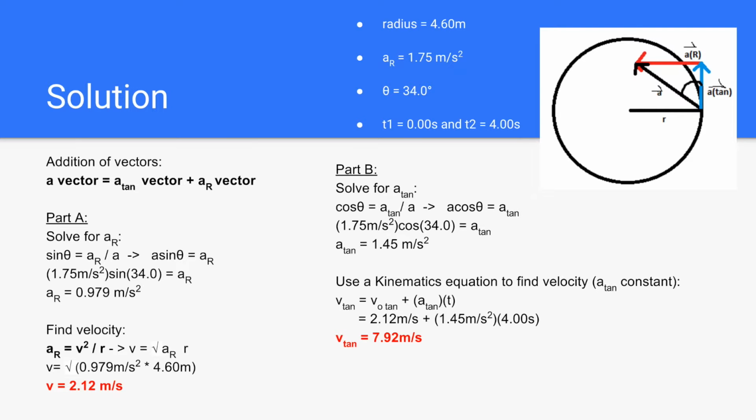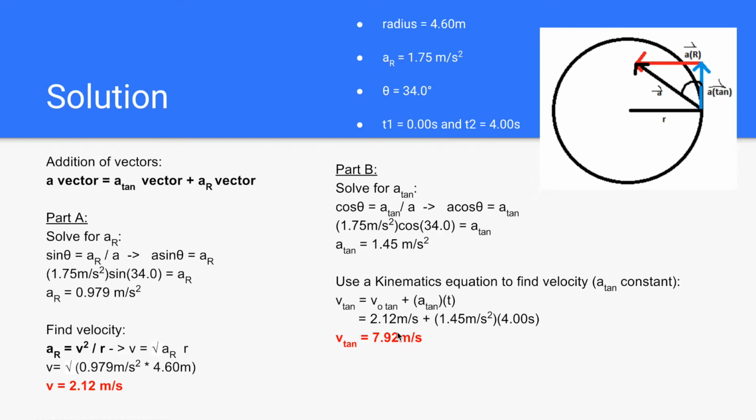In part B, it's asking for the bee's speed 4.00 seconds later, assuming that its tangential acceleration is constant. Because the tangential acceleration of the bee is constant, we can use the second kinematics equation to find its velocity. But first, we need to solve for a_tan using the trigonometry mentioned above. Cosine theta equals a_tan over a. We can rearrange this to find a_tan. a times cosine theta will equal a_tan, so 1.75 meters per second squared times cosine of 34 degrees will equal a_tan. In the end, a_tan will equal 1.45 meters per second squared.